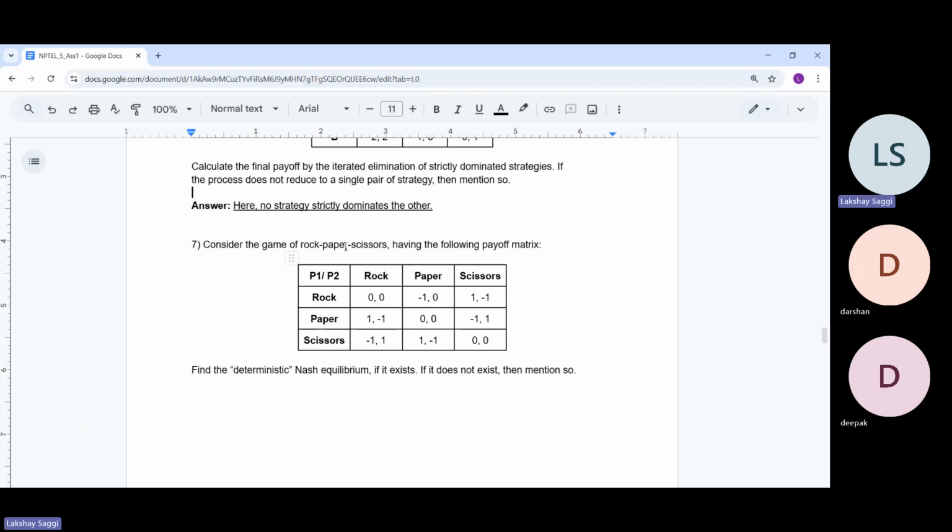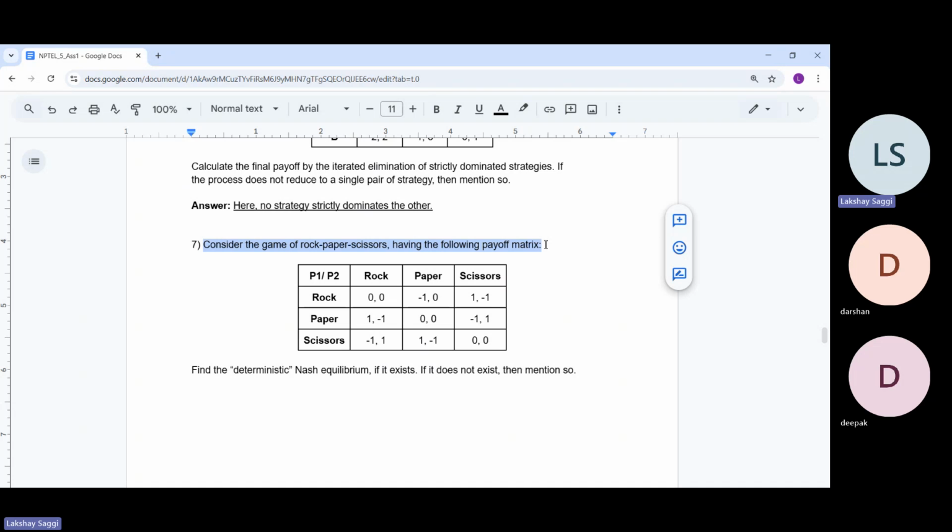So now let's go to the seventh problem. And why did I place this seventh problem here? I hope it will become clear to you in a minute. The problem says: consider the game of rock, paper, scissors. I hope everyone has played rock, paper, scissors in their school times.